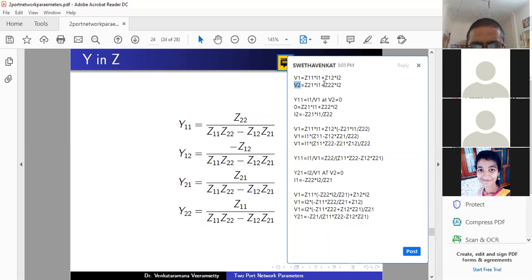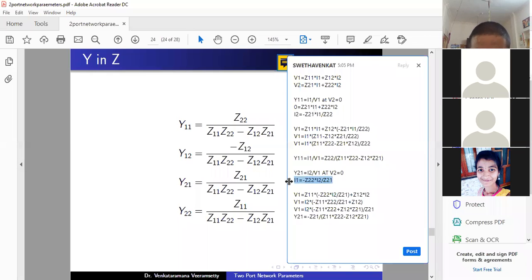So I2 by V1. That means I want to find the I1 in terms of the I2. If you take V2 equal to 0, then we have Z21 into I1 plus Z22 into I2. And I want the I1 in terms of I2, that's equal to minus Z22 into I2 divided by Z21. Is it okay, Nama, this equation?